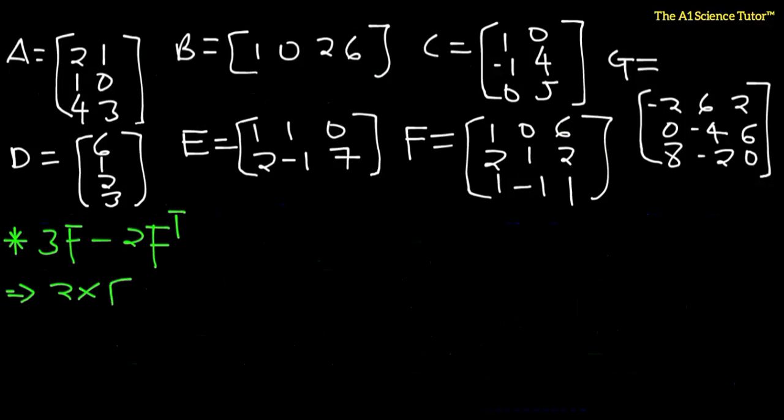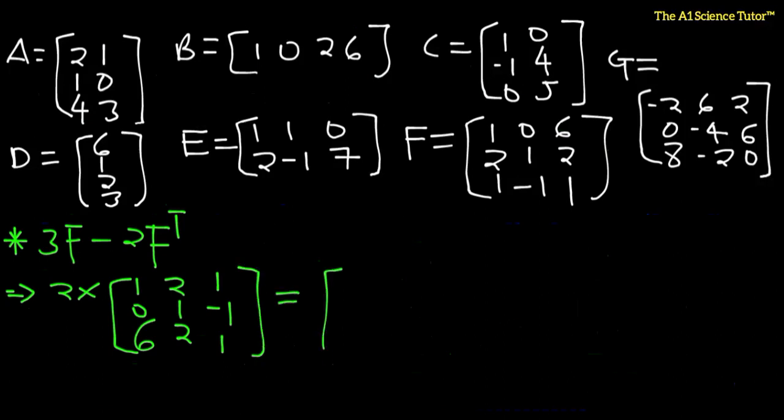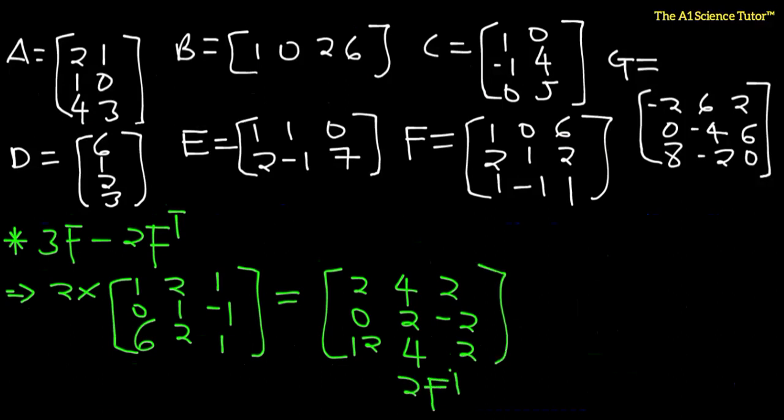Now F transpose, this is it. We have 1, 0, 6, and this is going to be 2, 1, 2, and this is 1, negative 1, and 1. Okay? So let's see what that gives. This is going to be 2, 4, 2, and here we have 0, 2, negative 2. We have 12, 4, and 2. So basically, this is 2F transpose. Now we need to find 3F. So let us try to do that.